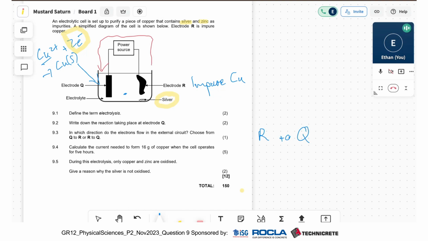Unfortunately, this is one of those situations where if you get 9.2 wrong, or you write the reaction in the reverse order, you'd also get 9.3 wrong. So you just have to be careful.